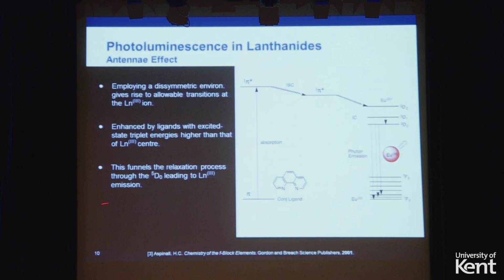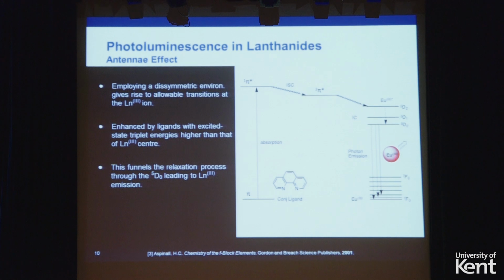And as soon as we add organic ligands around a lanthanide, we then get an excitation process that occurs through the ligand and is then funneled into the metal through a ligand-to-metal charge transfer. But then the emission occurs out of the metal. So we get this antenna effect. And this funnels the relaxation process through the d orbitals of the lanthanide.